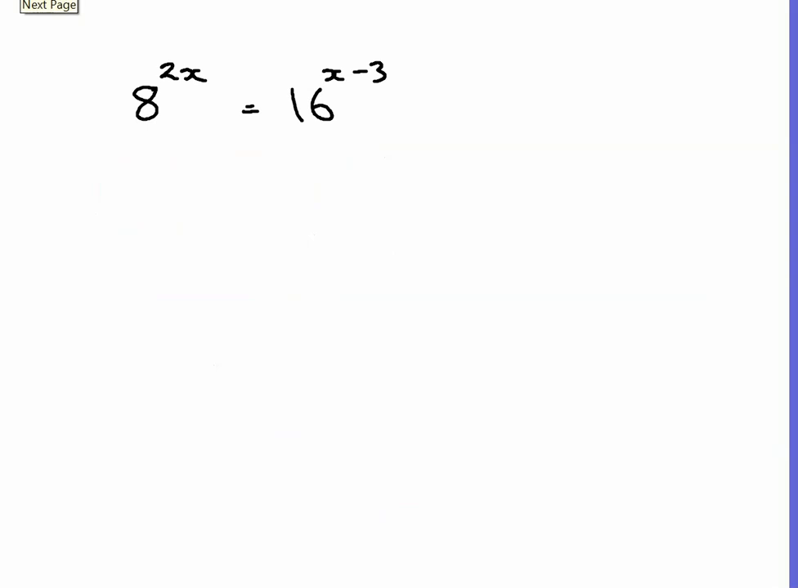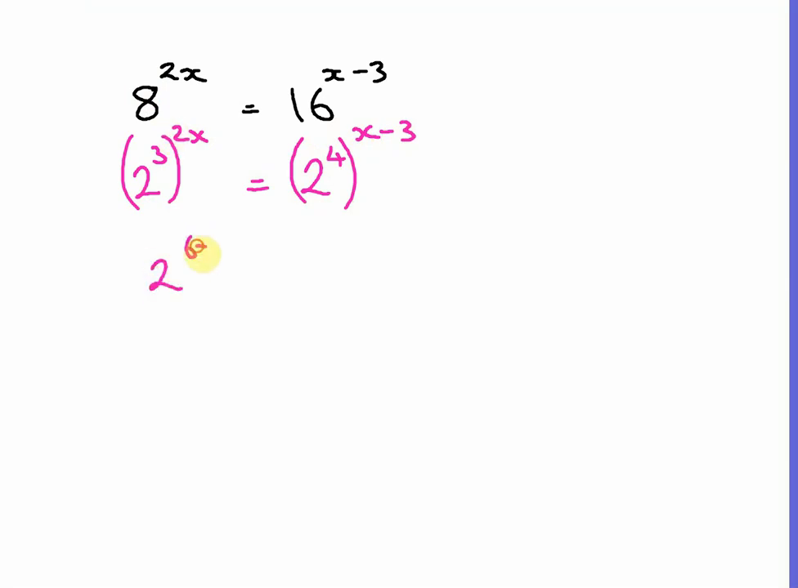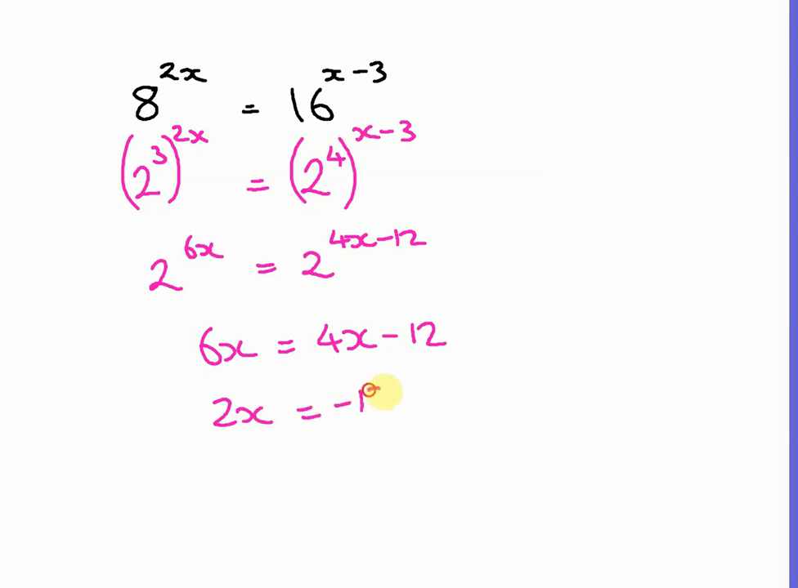So 8 and 16, they're not the same. So let's think 2's. Can I make 8 a base of 2? Yes I can, 2 cubed. So it's 2 cubed to the power of 2x, and 16 is 2 to the power of 4 raised to x minus 3. Power to power, so let's multiply the powers. 4x minus 12, set them equal to each other. x is on one side, numbers on the other. So in this instance, x was minus 6.